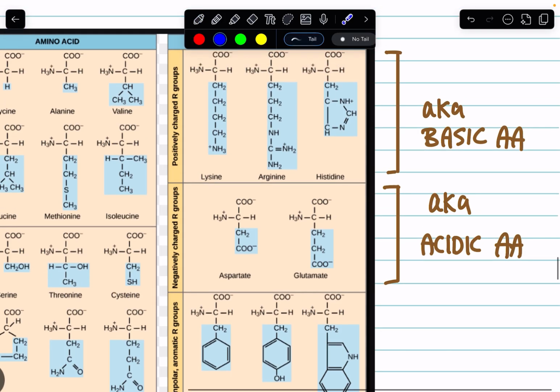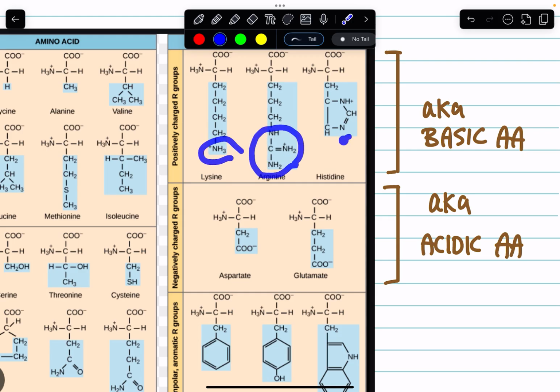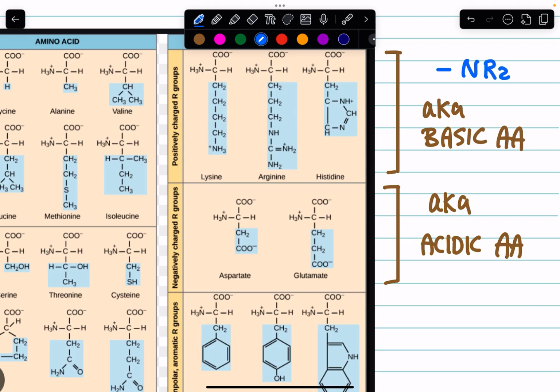Well, if you look carefully, what you will see is that in all three of these positively charged amino acids, first of all, they have positive charges. You can see that here, here, and here. But secondly, you see that they have amine groups, right? So the R groups have amine groups in them. So I'm just going to say NR2, right? That's what makes them mostly basic as well as positively charged, right?